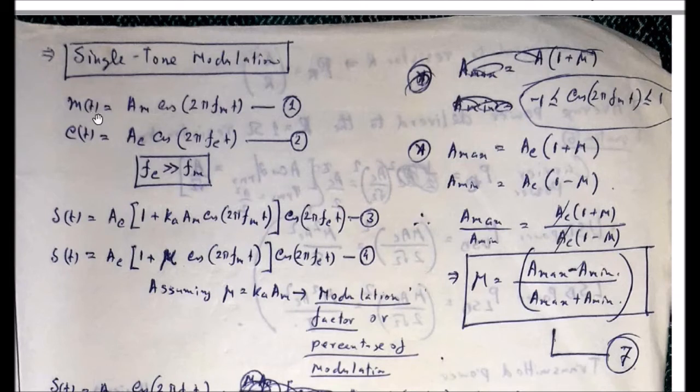See that m(t), now we are not considering m(t) as a random signal. I am considering m(t) as a cosinusoidal signal. Its amplitude is Am and the time variation obeys the cosine of 2 pi fm t. fm is the frequency of the message signal. Now c(t), the carrier signal, has the same form. I am considering the frequency of the carrier signal is much greater than the frequency of the message signal, fc is greater than fm.